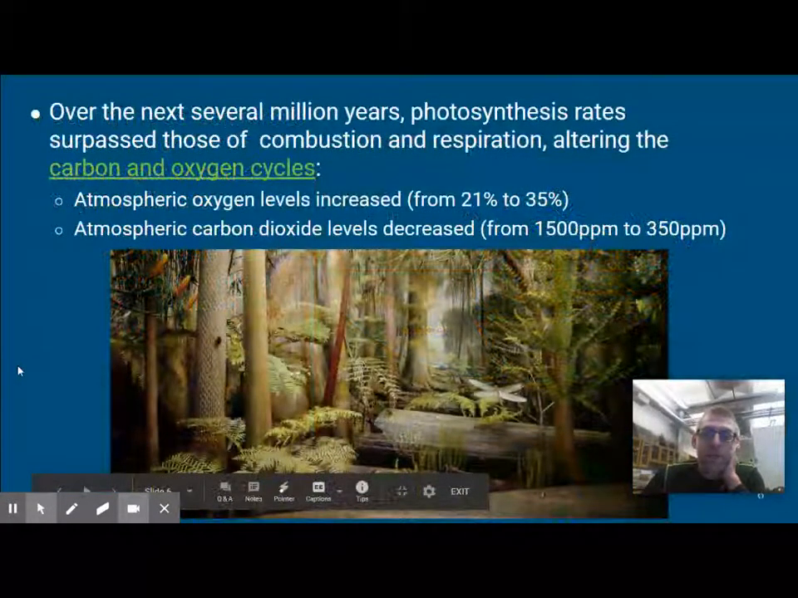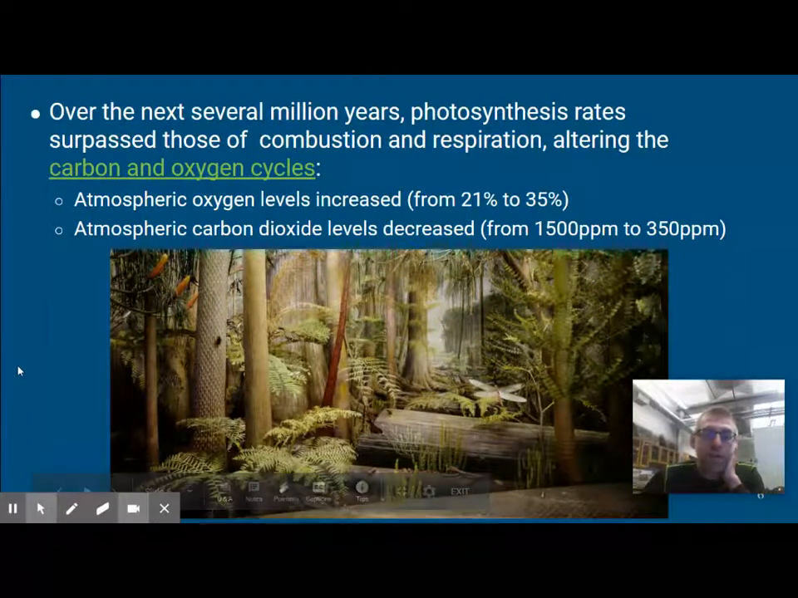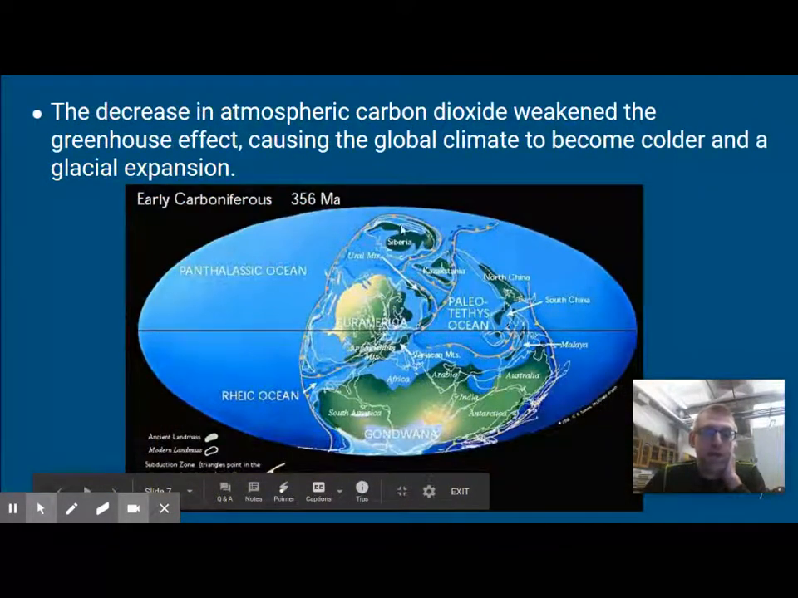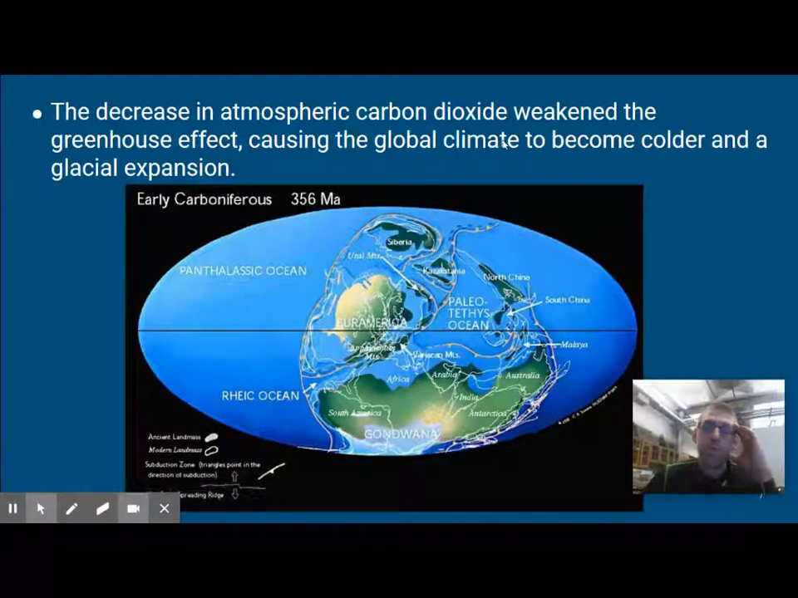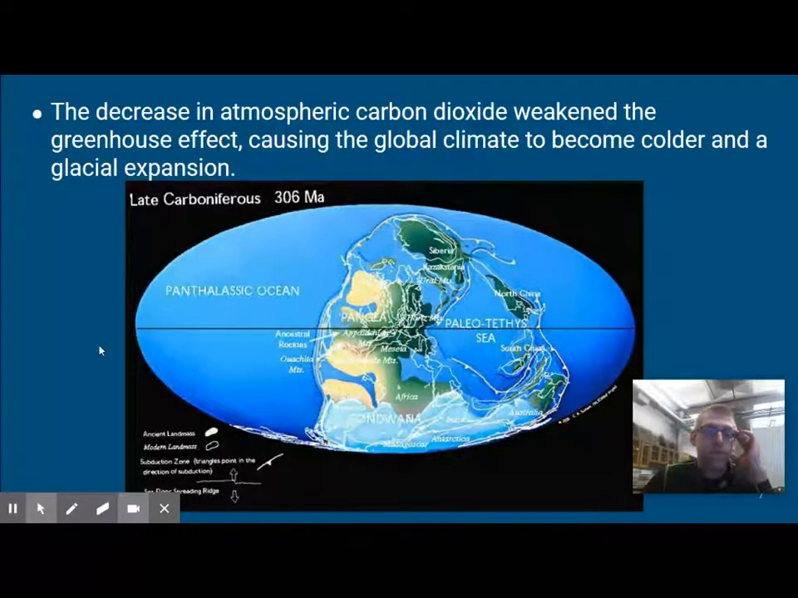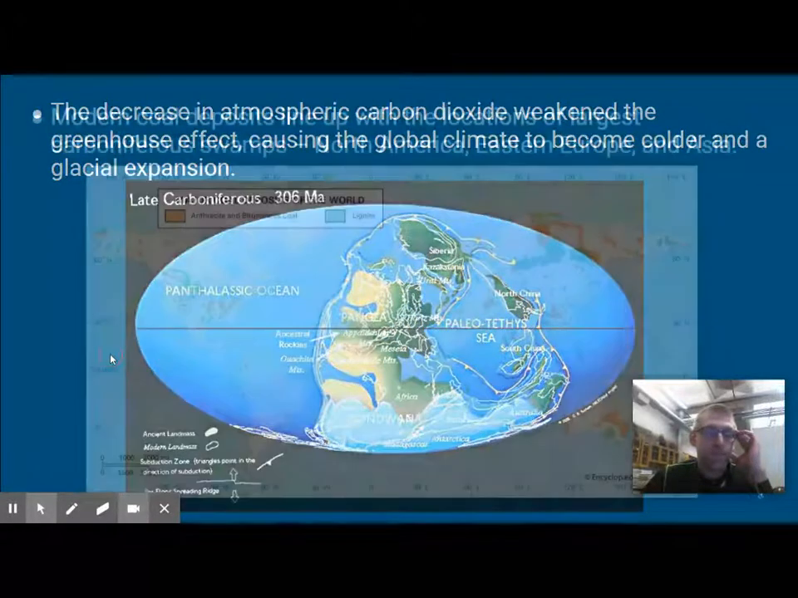Over the next several million years, photosynthesis rates surpassed those of combustion and respiration, which altered the carbon and oxygen cycles. So the oxygen levels increased from 21 to 35, and the CO2 levels decreased from 1,500 parts per million to 350 parts per million. So some definite changes there. And with that decrease in CO2, the greenhouse effect actually decreased as well, which caused the climate to become colder, and glaciers started to expand. You kind of see a couple changes there.